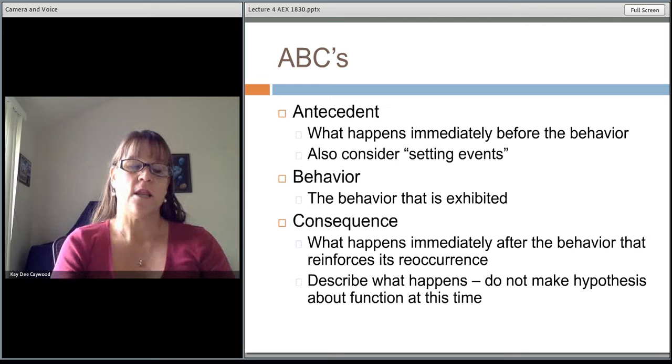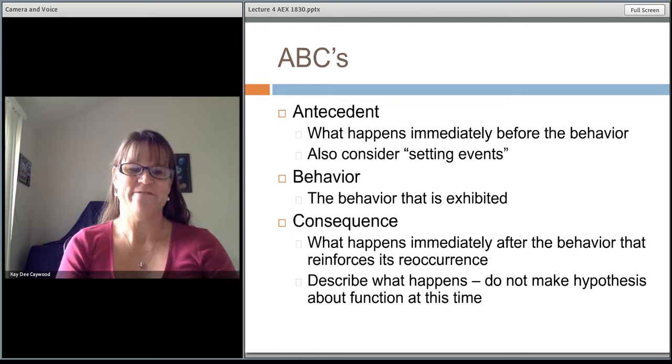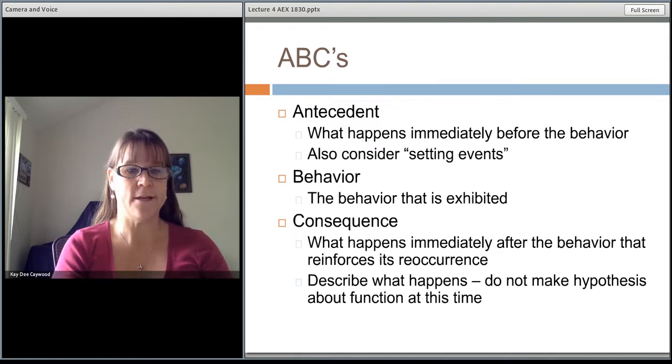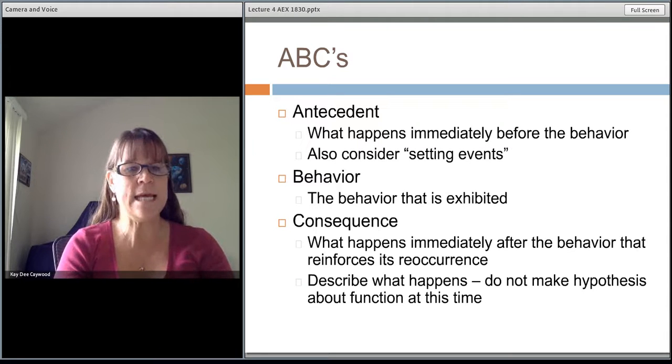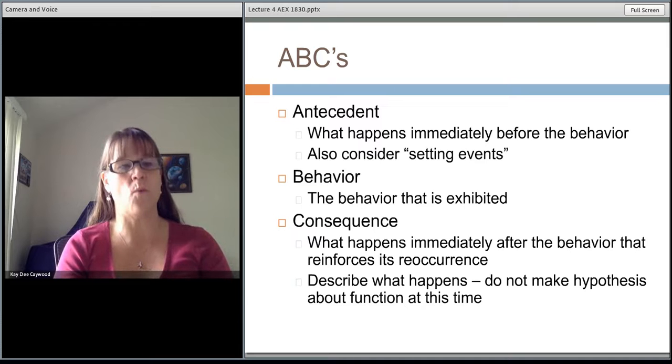The next thing that you're going to do once you've defined that behavior very clearly is you need to observe what happens, what causes the behavior to occur. So we talk about what we call the ABCs of behavior management: the antecedent, the behavior, and the consequence. And the antecedent is what happens immediately before the behavior. It's often what causes the behavior to occur.